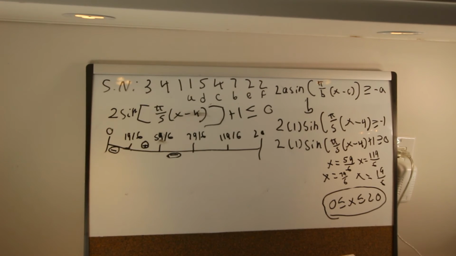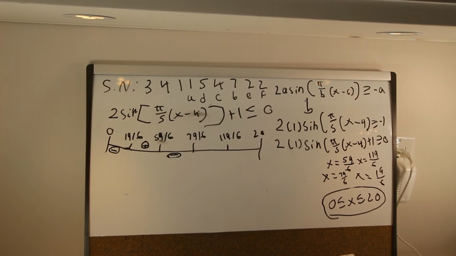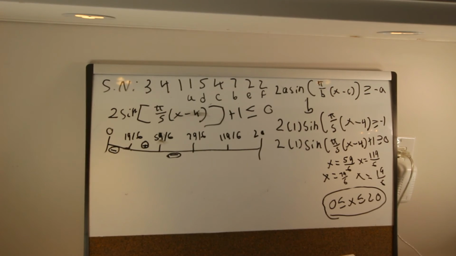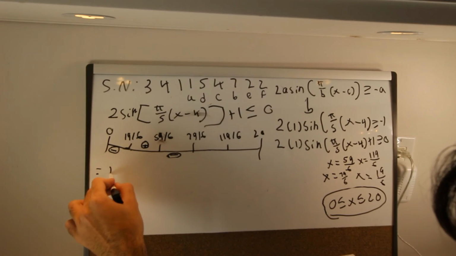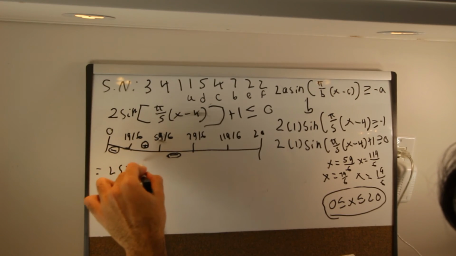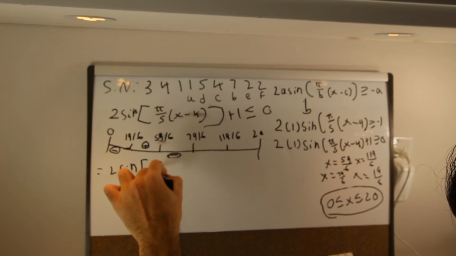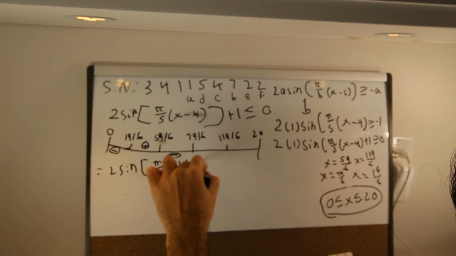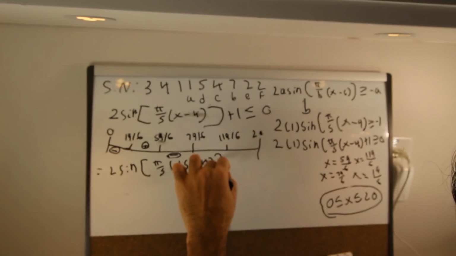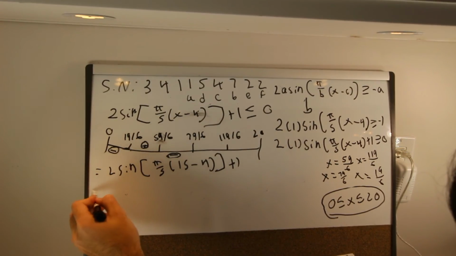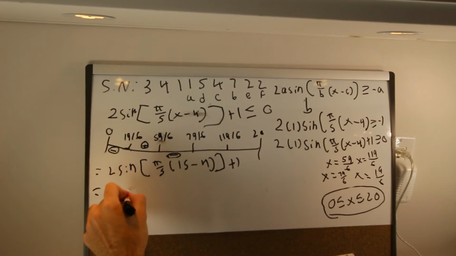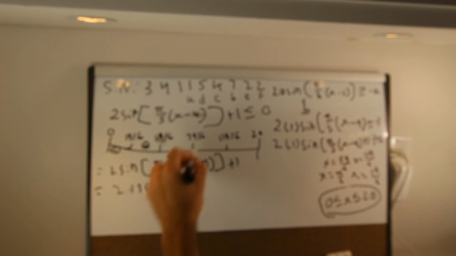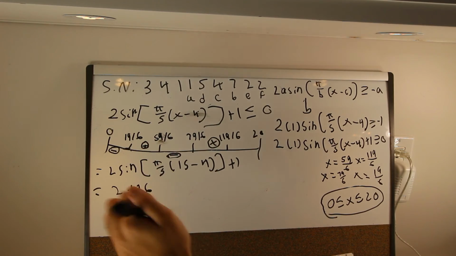Now look at the next section of the graph, which is 79 over 6 to 119 over 6. The number I would like to choose was 90 over 6 or 15. So again, plug it into the equation: 2 sine bracket pi over 5, 15 minus 4 plus 1. If you were to actually solve this, this would be a positive number. It would be 2.176, showing that this part of the graph as well is positive.